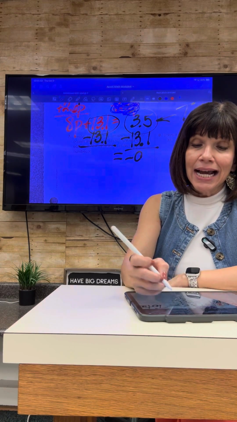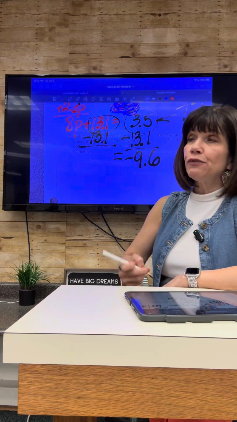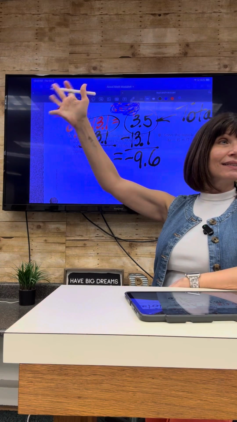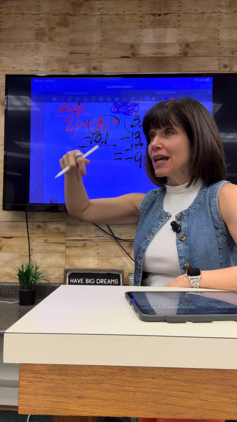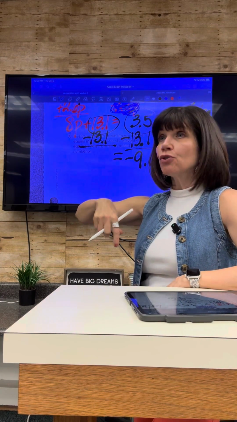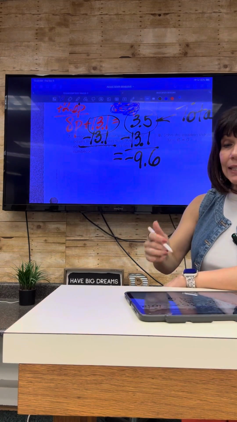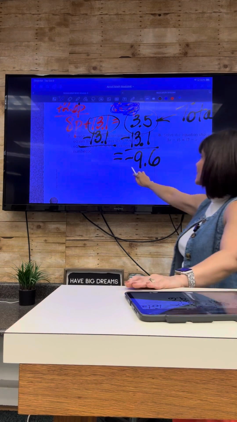Negative 9.6. Wave if you agree with negative 9.6. We are going to write everything down. So please be sure you are still following along and you're writing it down. Now, class, does it make sense that this is a negative amount?